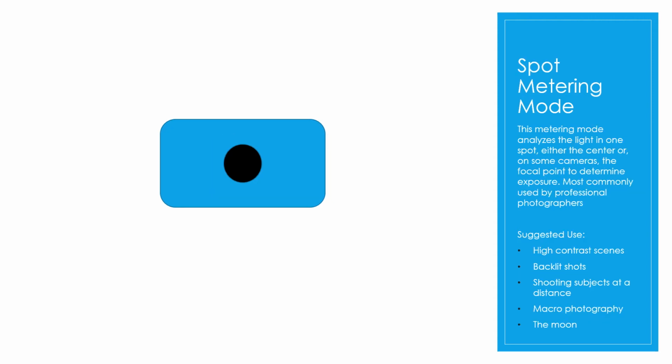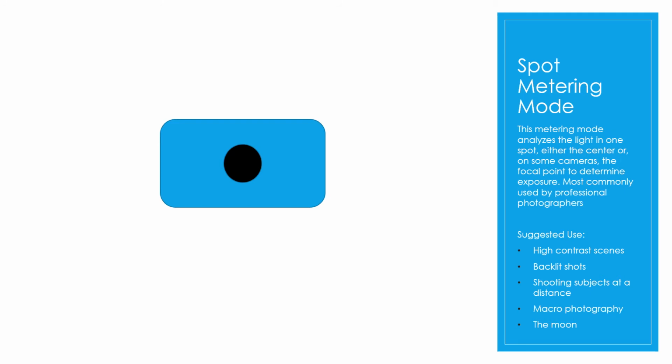Now, spot metering mode. This metering mode analyzes the light in one spot. It's either the center on some cameras, or it's the focal point, like on my camera, and it uses that to determine the exposure. This is most commonly used by professional photographers, as it allows you to control the metering of the light in a specific spot.